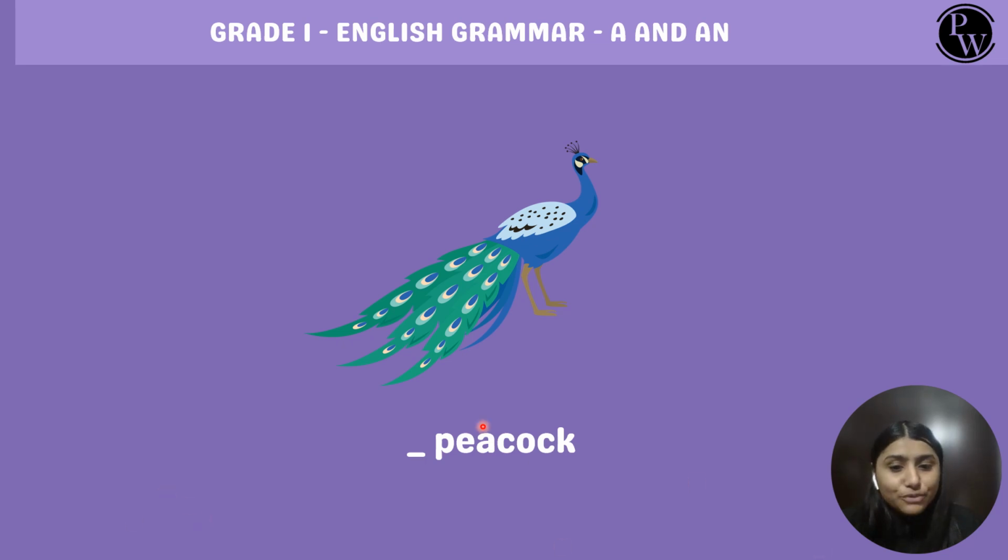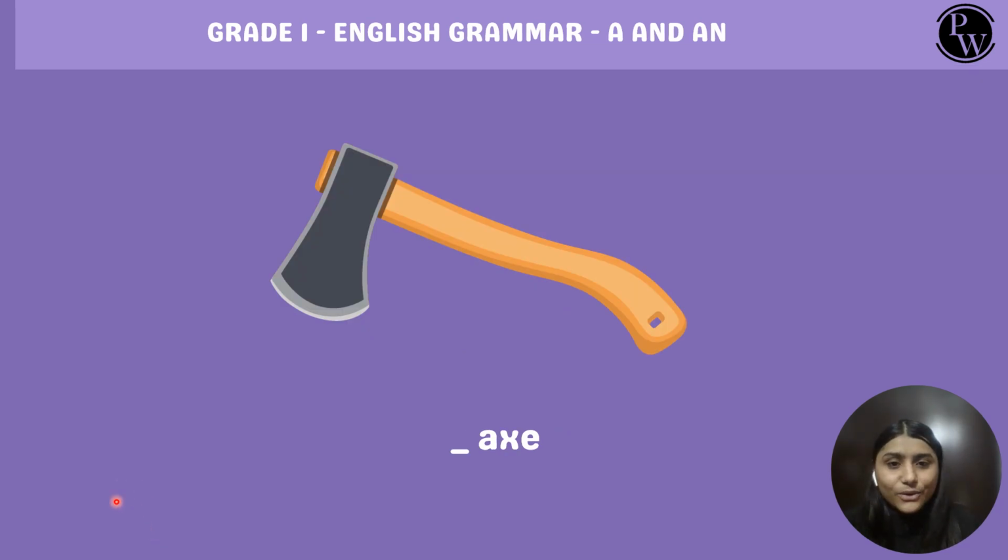Next we have dash peacock. A or an? Yes, we say a peacock. A peacock is correct because it starts with the consonant P, and it also makes the consonant sound. Peacock. Dash axe. Okay, this is easy. Absolutely right. An axe is the correct answer because A is a vowel letter and it makes a vowel sound. Axe.